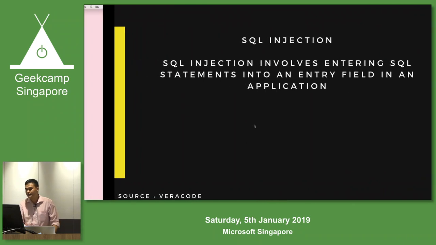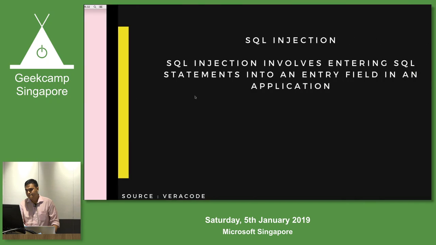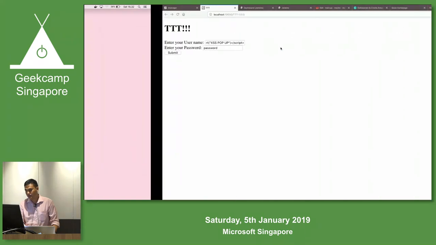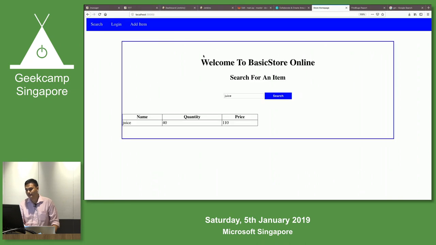Let me show again how SQL injection looks like. So I have a simple Python application. I cloned it from GitLab, I believe. I will share the repository name. So this is a simple application which has the capability to do some searching. Like, let me type water, and it becomes water. I type juice, it becomes juice.